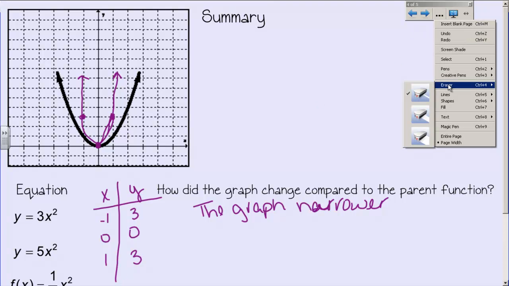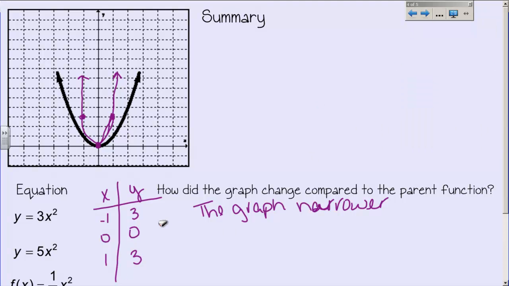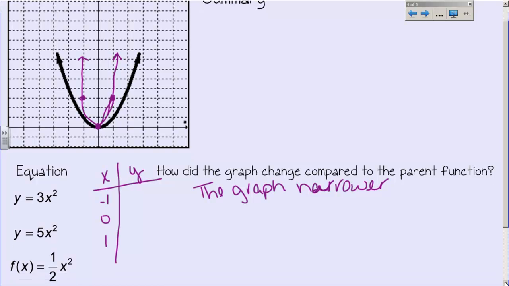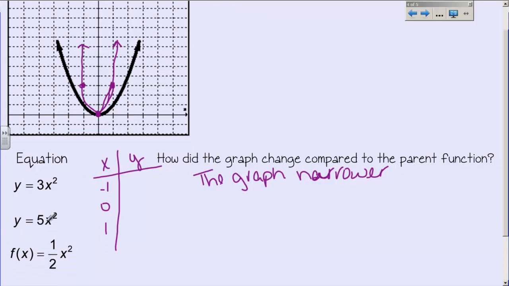So let's do another one. I'm going to skip down here to the third graph, the 1/2 x squared, and we're going to do the same thing with it. So negative 1 squared is 1 still, and 1 times 1/2 is 1/2. 0 squared is 0 times 1/2 is still 0. And then 1 squared is 1 times 1/2 is 1/2. So here's my new one. So I have negative 1 and 1/2, so it's here.